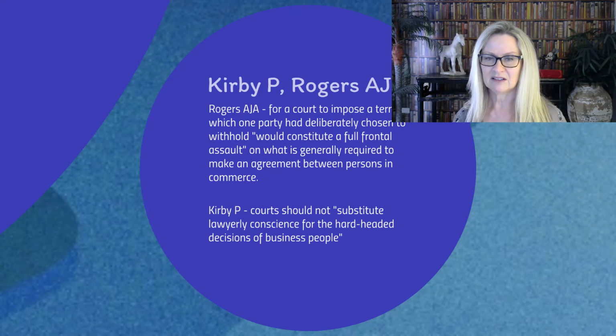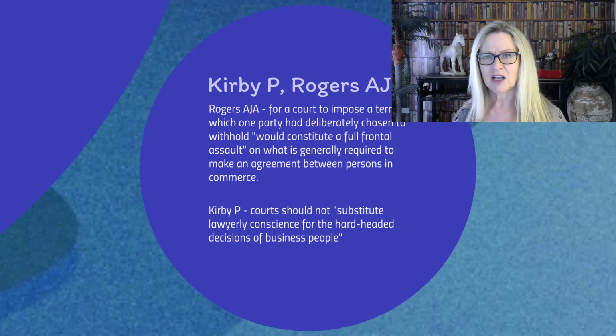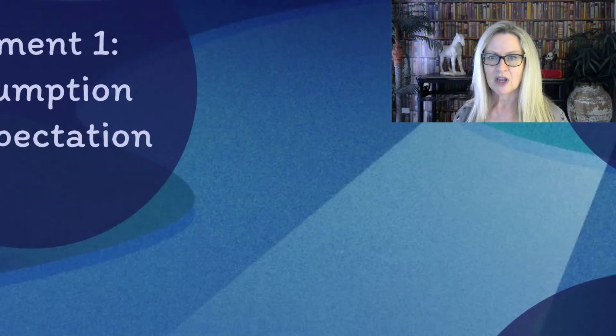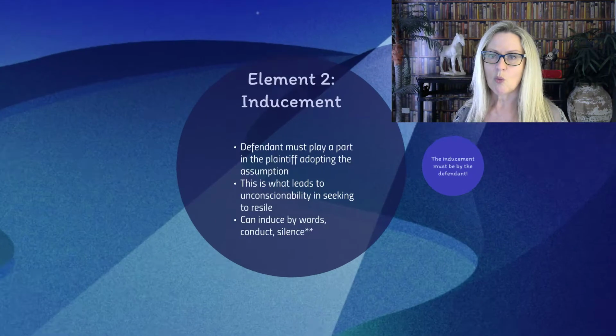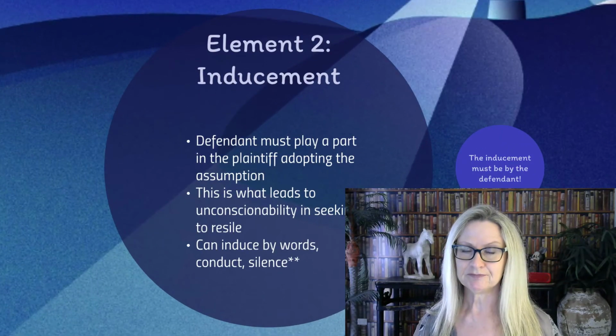Kirby said that courts shouldn't substitute lawyerly conscience for the hard-headed decisions of business people. Both Austertel and Franklin's had legal advice, and Franklin's had made a commercial decision to, as I said, roll the dice and try and slip this through on Austertel. It failed. They couldn't then turn around and argue estoppel. So that's element one. Element two is inducement.